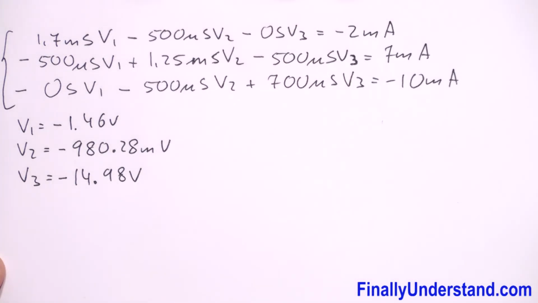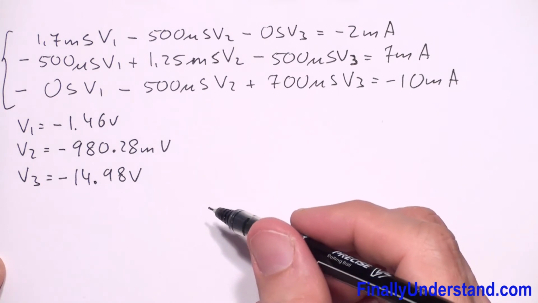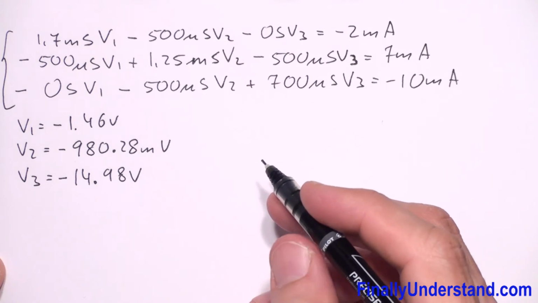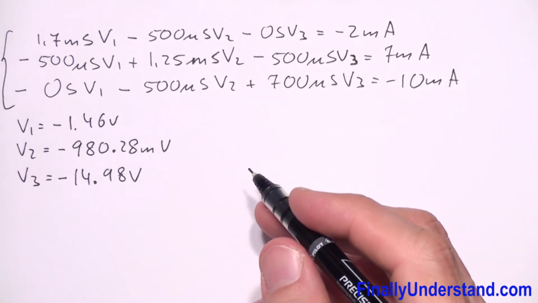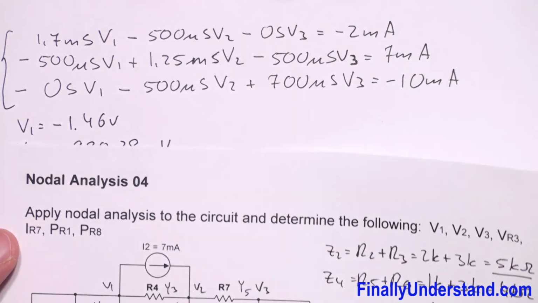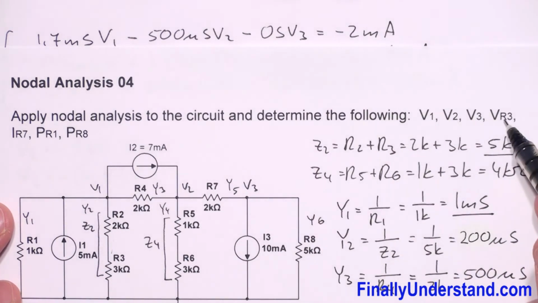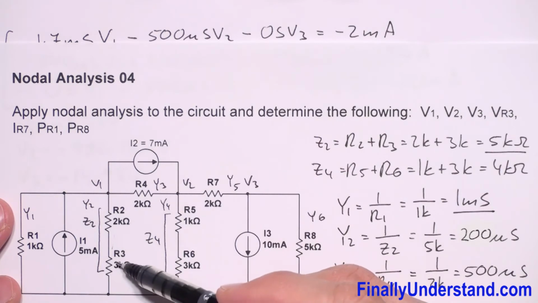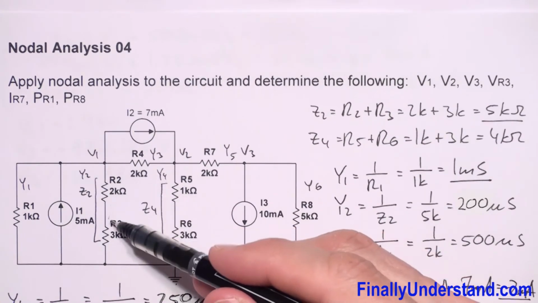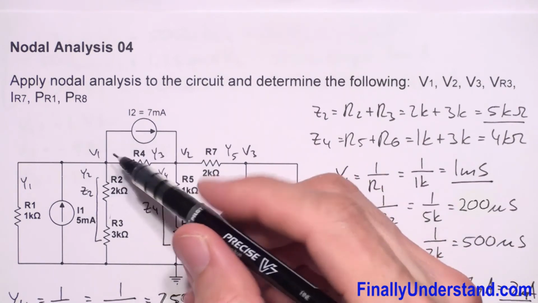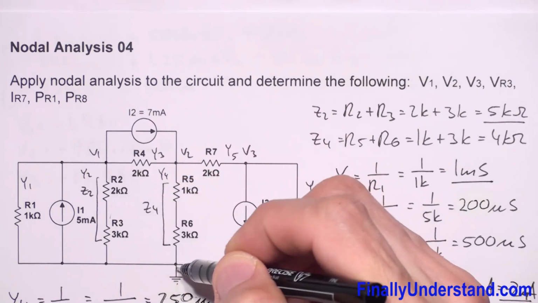Okay, look at my circuit. So next we're supposed to find the voltage VR3, and we're supposed to find the current and also the powers. Okay, so let's take a look at what we're supposed to find. We're supposed to find VR3. VR3 is the voltage at resistor R3. Please notice that these two resistors are in series. We've found already voltage V1.